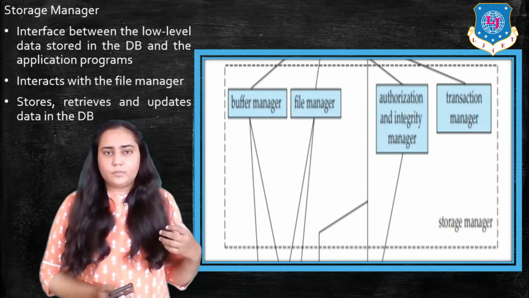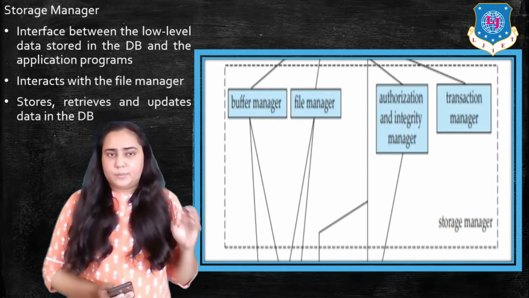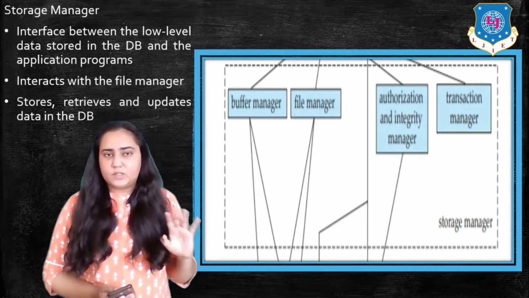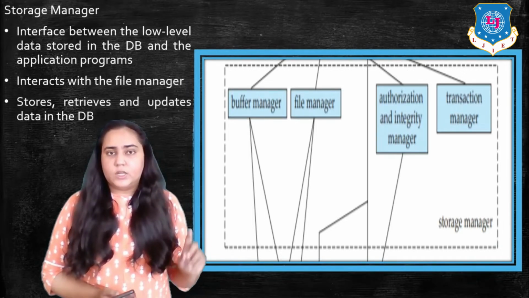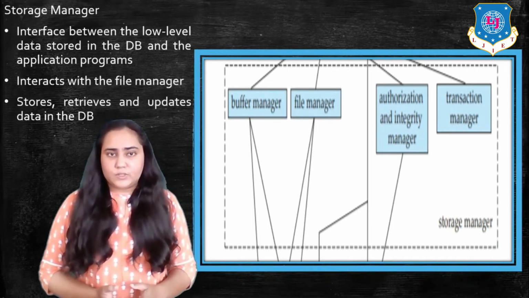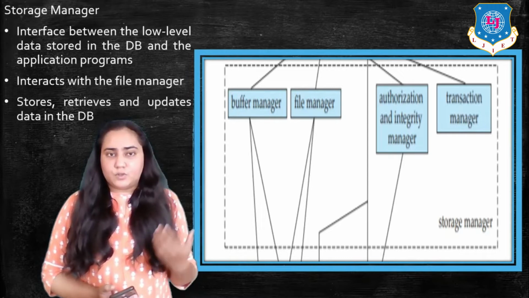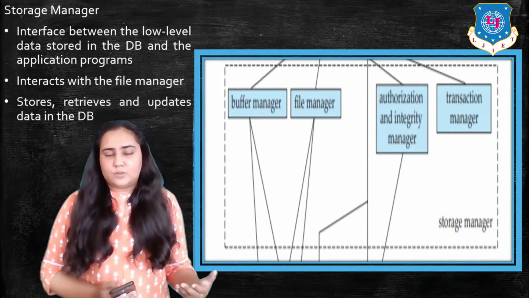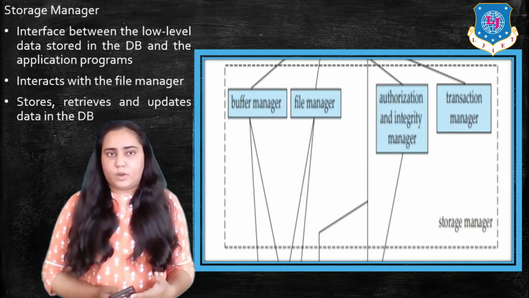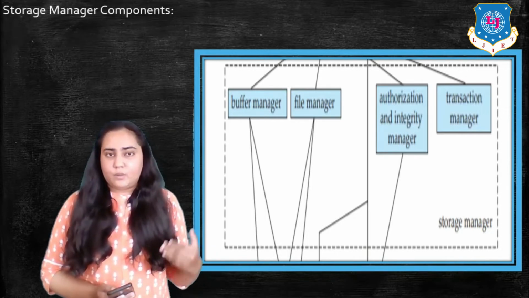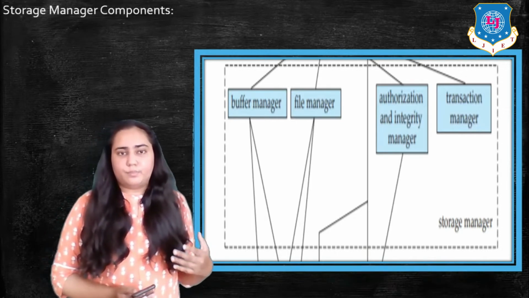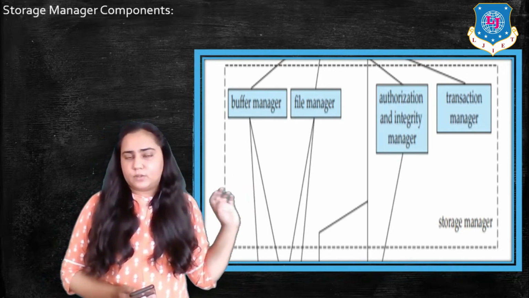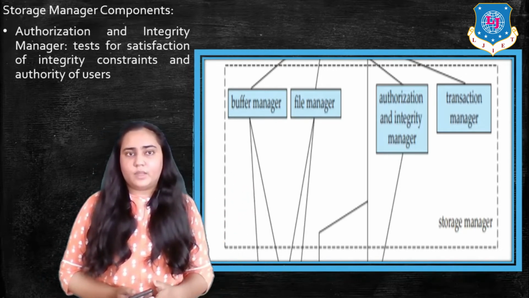Now, the storage manager particularly stores, retrieves, and updates data in the database. So these are the things done by the storage manager. The first thing is it stores the data in the database. It retrieves the data from the database, and it also makes updates to the data as and when required. Now we're going to look at the storage manager components, and you can see there are 4 components. We are going to see these components one by one.